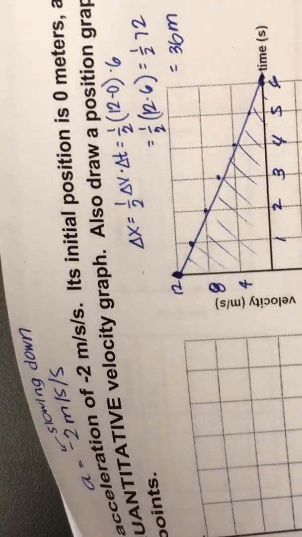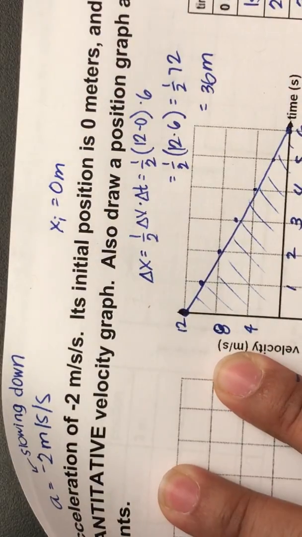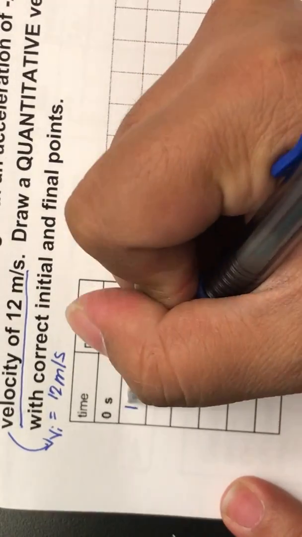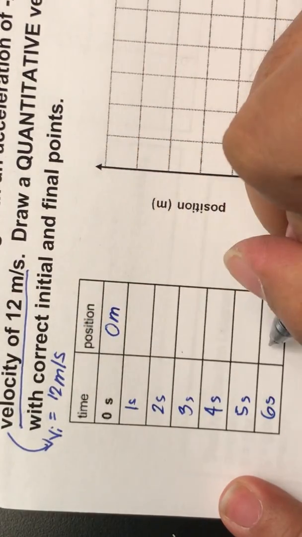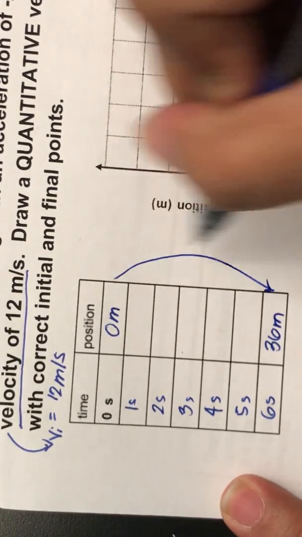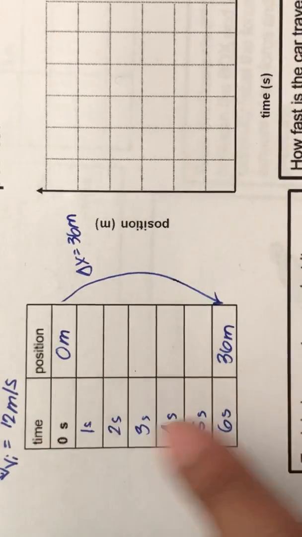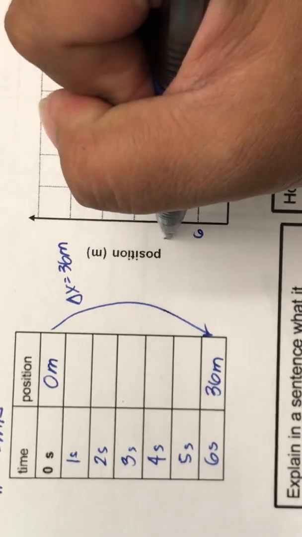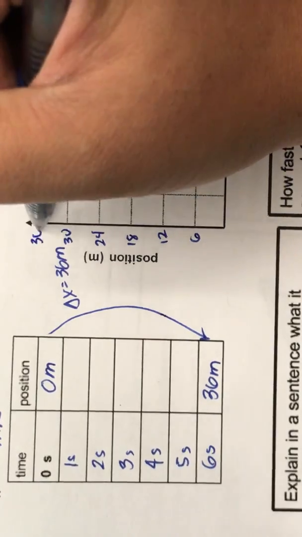Okay, so we're going to come around here, and we can read from the problem that it has an initial position. So initial position of 0 meters. That means here our initial position is going to be 0 meters. And at 6 seconds, it's going to be 36 meters, because that is our change. Our delta x was 36 meters. So we're going to just add 36 to our initial, and we get our final. And we're going to also go by 6s here: 6, 12, 18, 24, 30, 36.